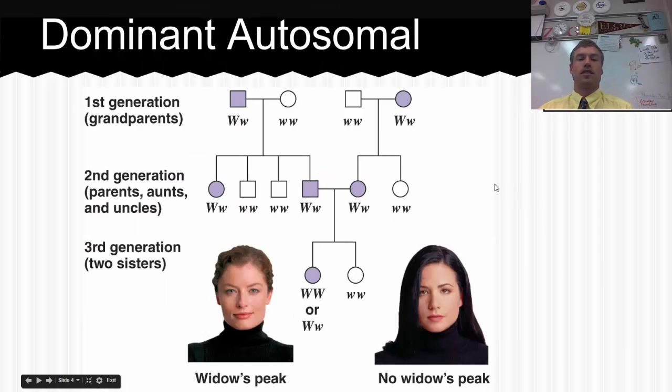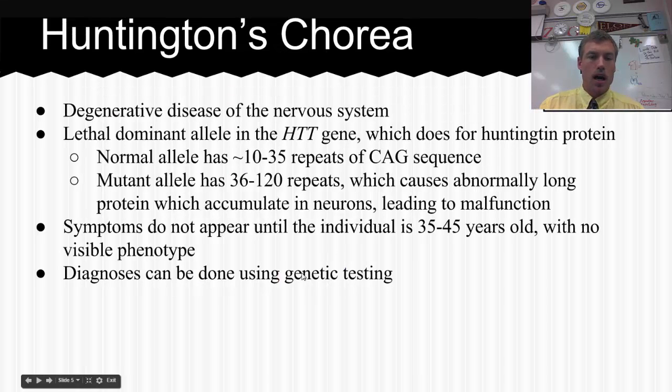So let's take a look at some dominant autosomal traits, or we're going to look at one particular disease in general, but this is the inheritance pattern for a dominant autosomal trait. We've got every generation showing up with the widow's peak. So Huntington's. Huntington's is a pretty tough disease. It is a degenerative disease of the nervous system, and it has a lethal dominant allele in the HTT gene, which codes for the protein Huntingtin.